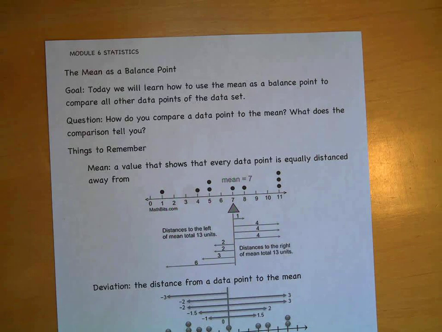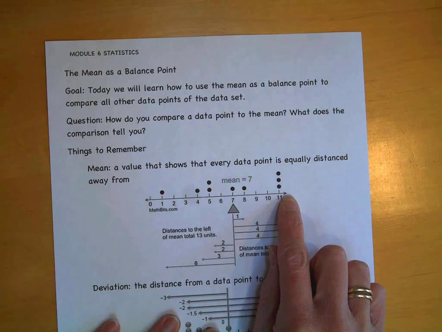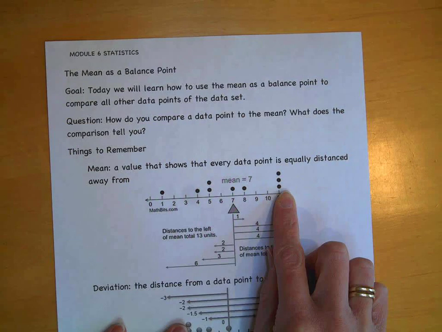On things to remember, we're building every day in our knowledge about statistics, and the mean is a value that every data point is equally distanced away from. The mean is the fair share amount of the data, and what you're trying to do with that mean today is figure out the distance away from the mean to every point on your graph. If you ignore the triangle for just a minute, this is just a regular old dot plot.